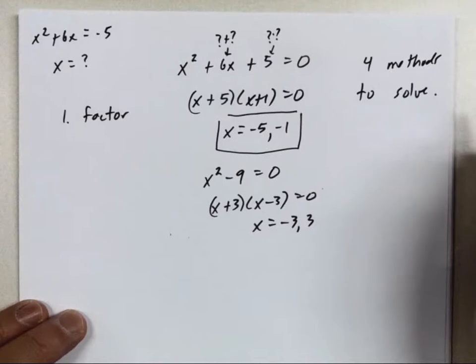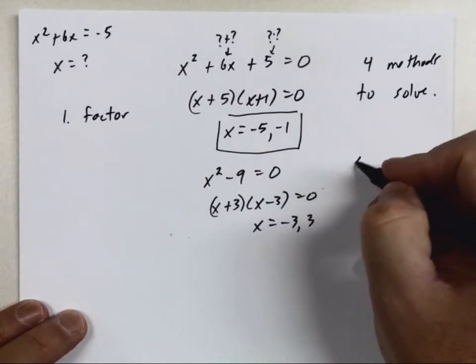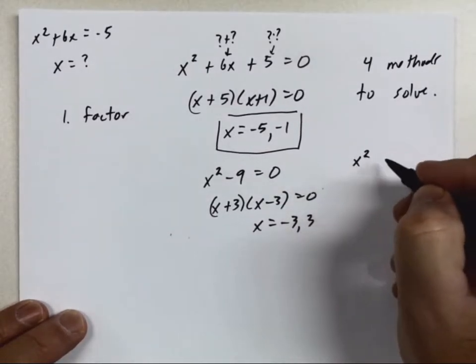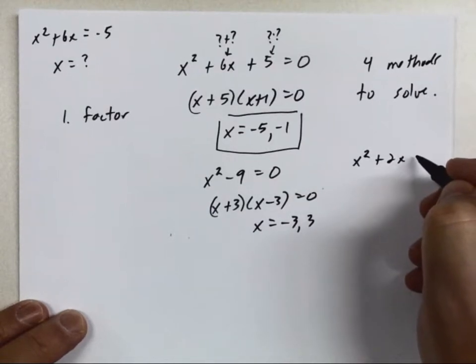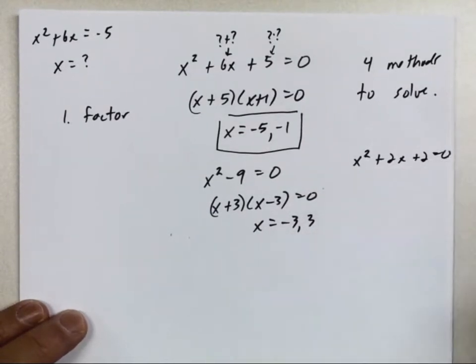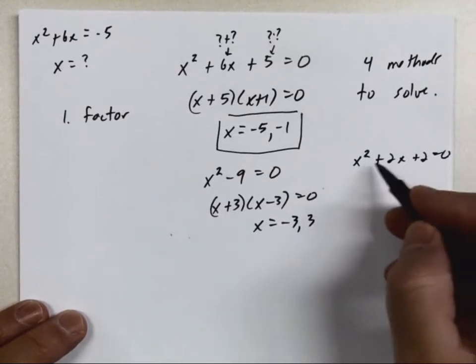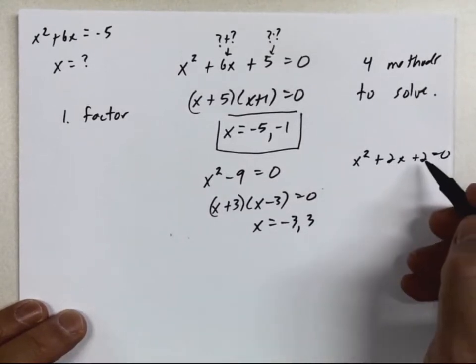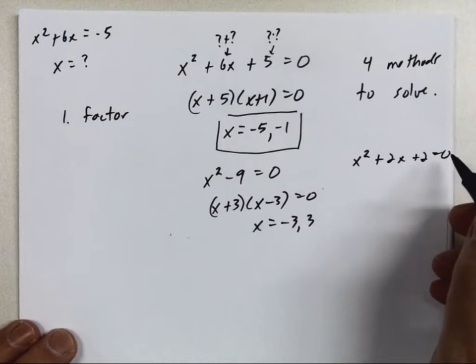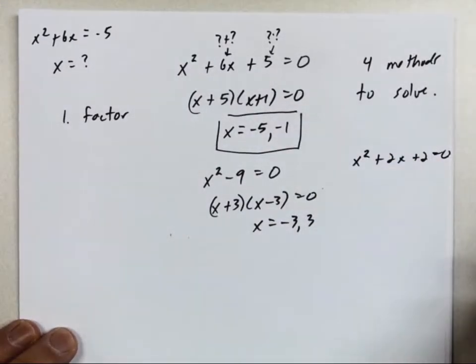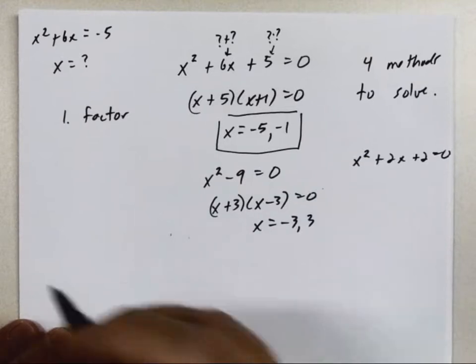Factoring doesn't always work. You may get a trinomial, a quadratic equation, where it doesn't factor. Okay, so obviously you can't use factoring. You have to use one of the other methods. But if it does factor, and if the factoring is easy, then that's a pretty quick way to usually solve an equation.